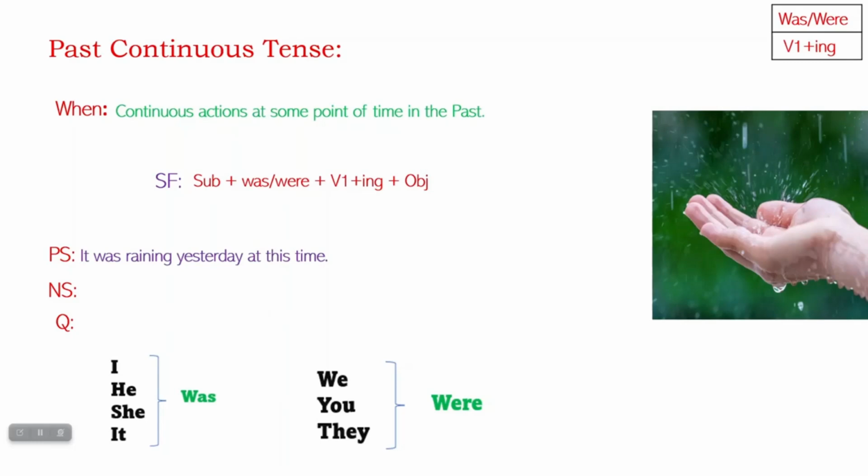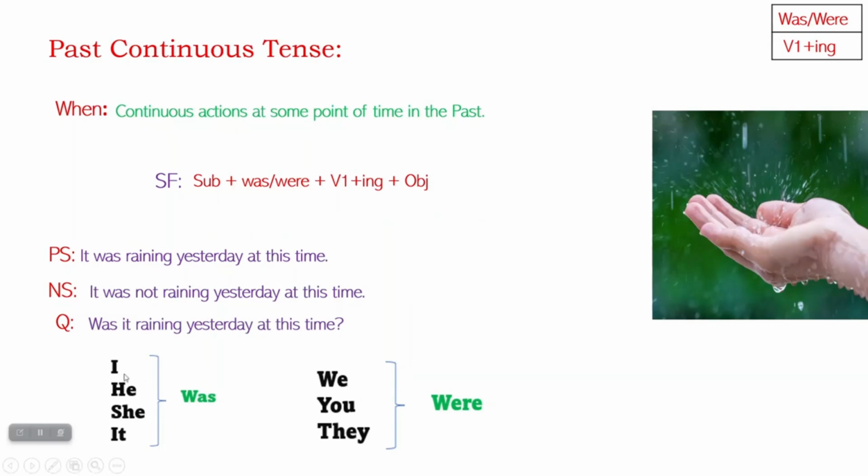It was happening at some point of time in the past. At this time in the past, it was raining. So we should use past continuous tense. Negative sentence: subject plus verb plus not plus verb form plus object. Sentence: it was not raining yesterday at this time. Question formation: word plus subject plus verb form plus object. Sentence: was it raining yesterday at this time?